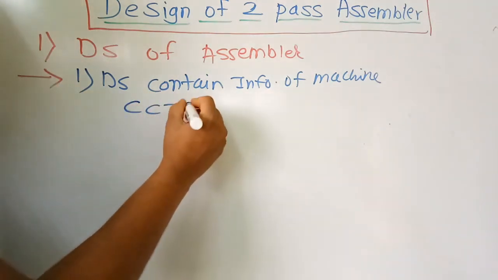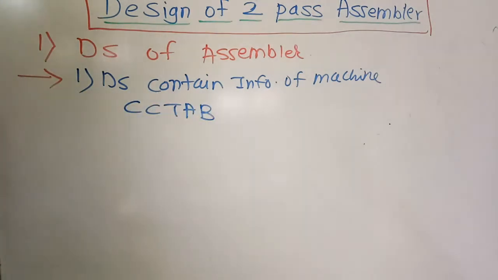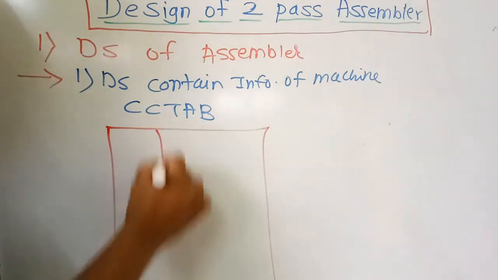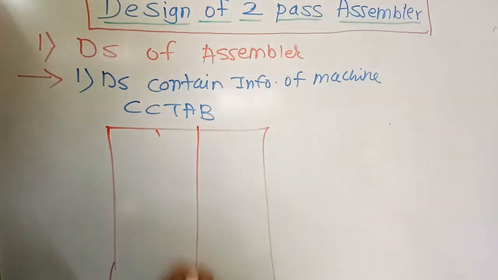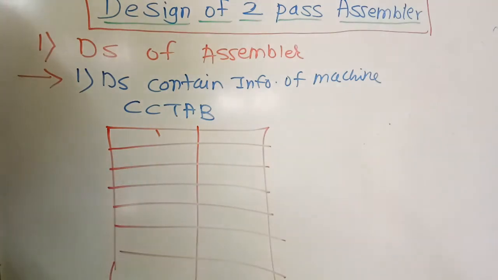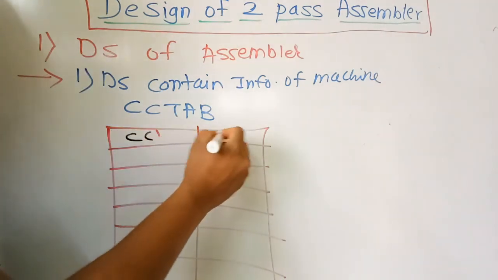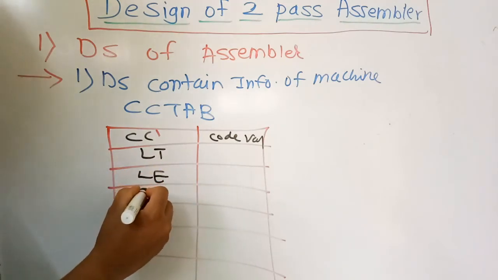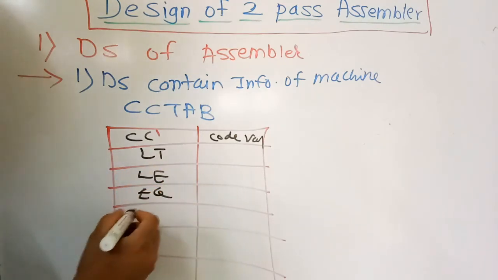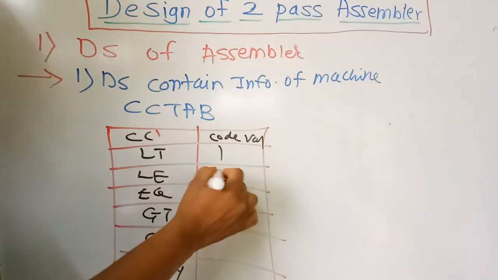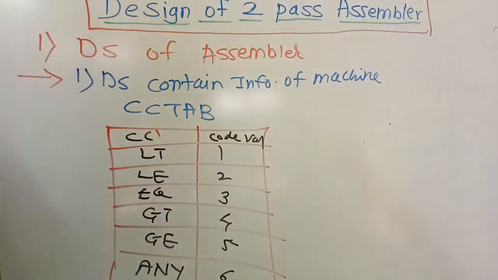That is known as a condition code table. We all know that there are 6 condition codes that we had already seen in the SMACO programming. First is nothing but the condition code and its code value. First is less than, equal to, greater than, equal to, and so on, and they are having the serial values as 1 2 3 4 5 6.